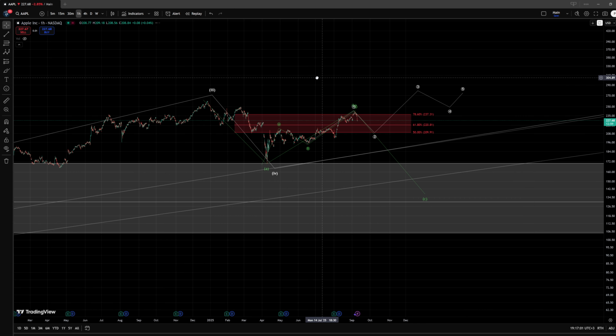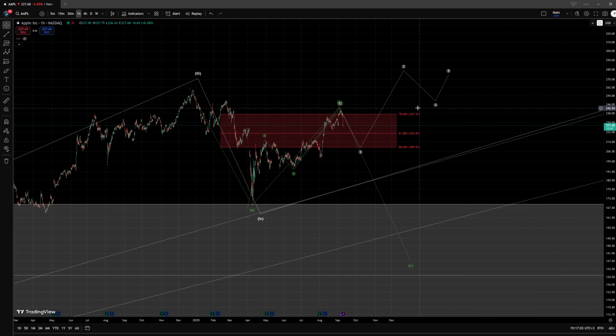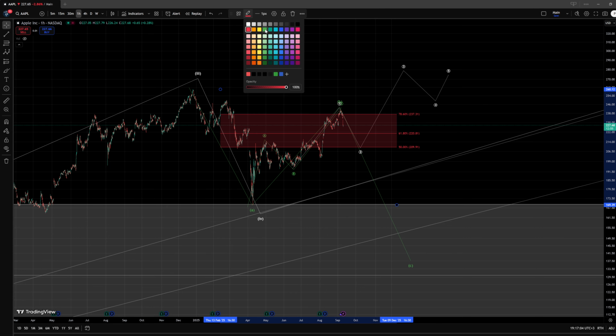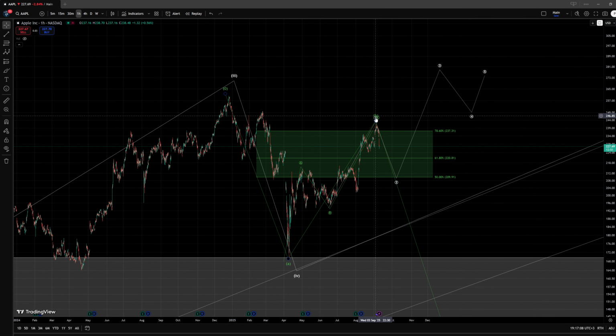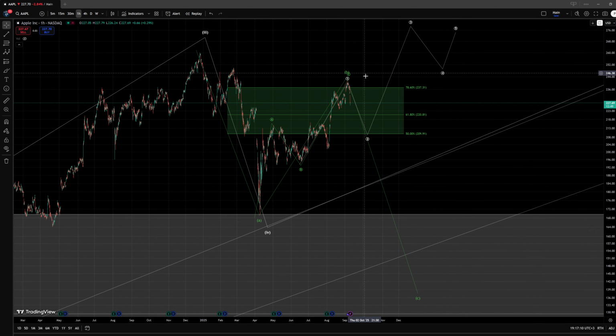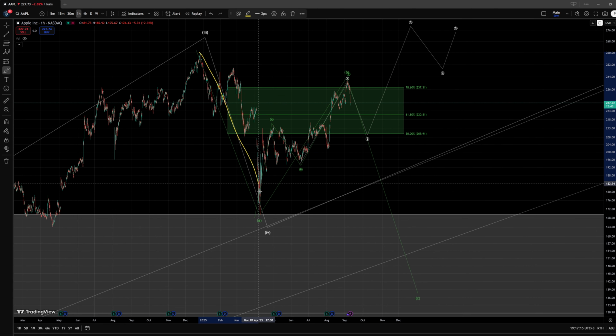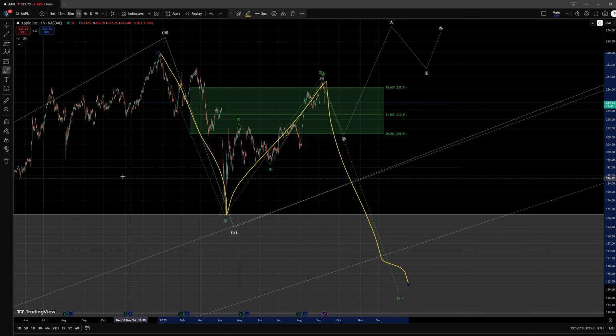Now, so far, we are tracking two interpretations here. The white scenario, let me actually make this green, makes more sense, but we have the green interpretation for the idea where we are still within the correction of the wave 4, and here we had an A wave down, a B wave up, and then we are looking for a C wave to the downside.